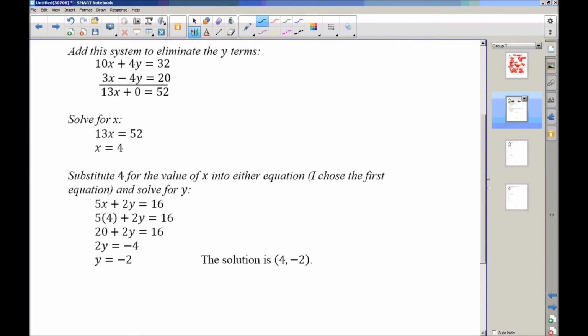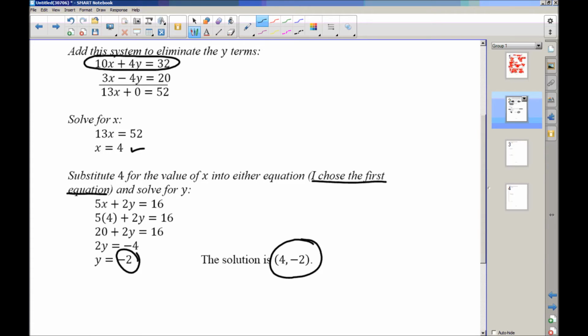Okay, add this system to eliminate the y term. So we took the system that we made from above, which is equivalent to our system because this is the same line, just times it by 2, but we times everything by 2, so it's still in the same place. When I add this system now, I get 13x plus 0 equals 52. I solve for x by dividing both sides by 13, and I get 4. And then we substitute that 4 back in for x into either equation. I chose the first equation this time. I solve for y and I got -2. So my solution is x equals 4, y equals -2, or 4 comma -2. So this is the ordered pair that works for both.